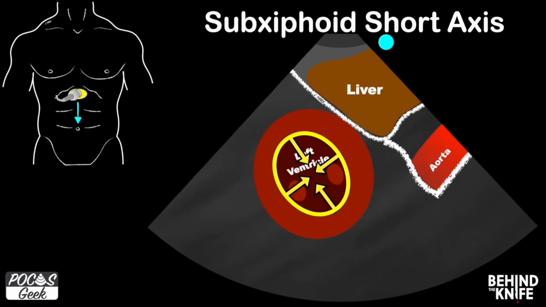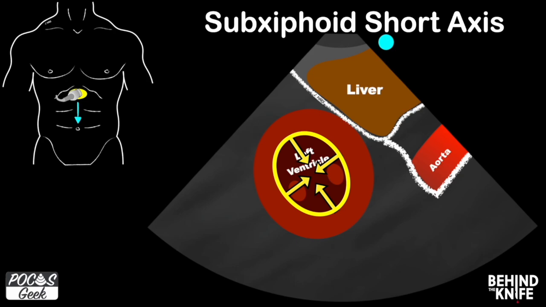You can get a subxiphoid short axis. I really like this view. I don't think it's traditionally taught. I didn't teach it for a long time. In emergency medicine, a lot of people doing POCUS will rotate the probe marker towards the feet. If you follow the cardiology convention, you'll rotate the probe marker towards the head.